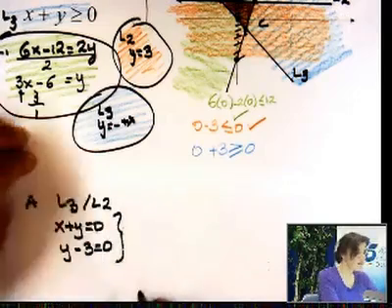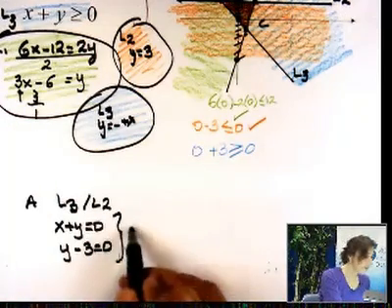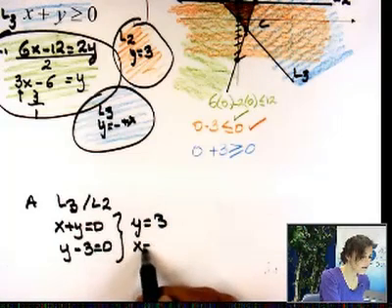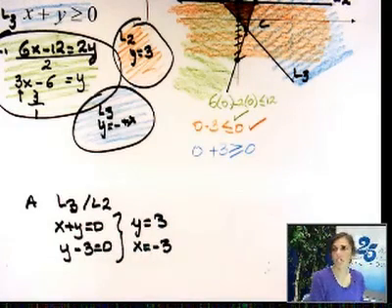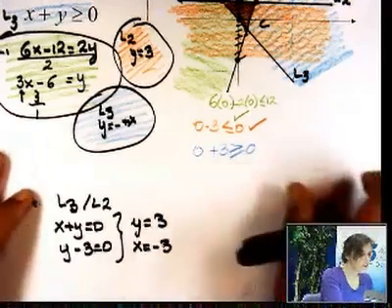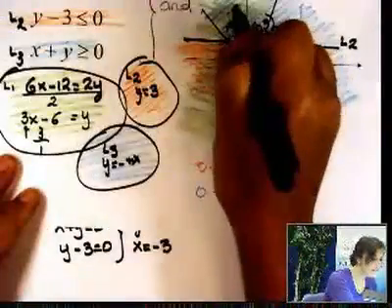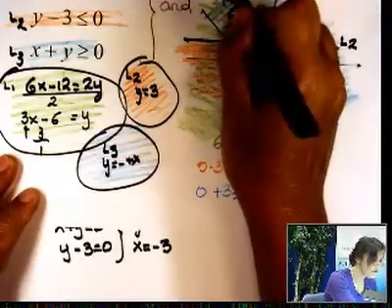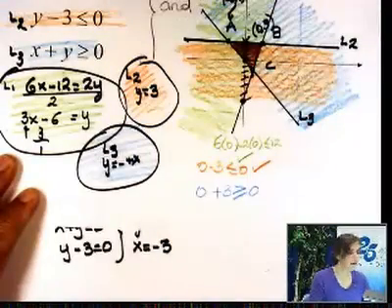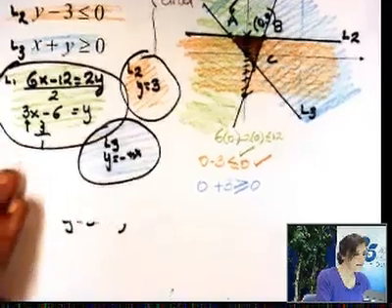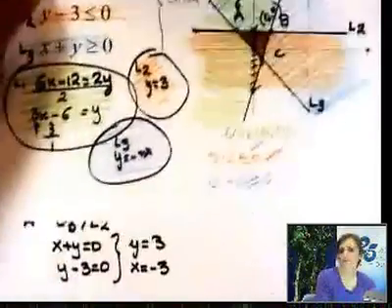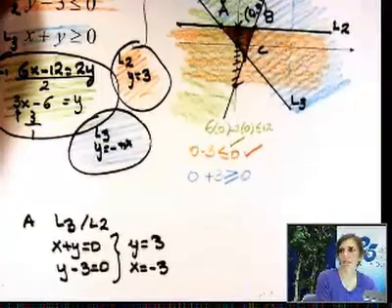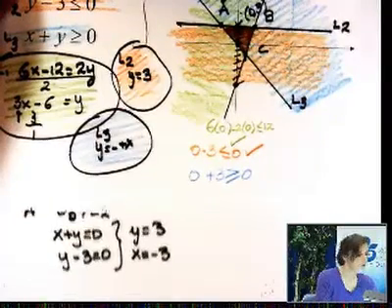Can you solve that? Yes, that gives me y equals 3, and then that will give me x equals negative 3. What does that mean? So this A is going to be negative 3, 3. It looks like I drew it okay. Let's look at B. A is given by L3 and L2. So let's do B.